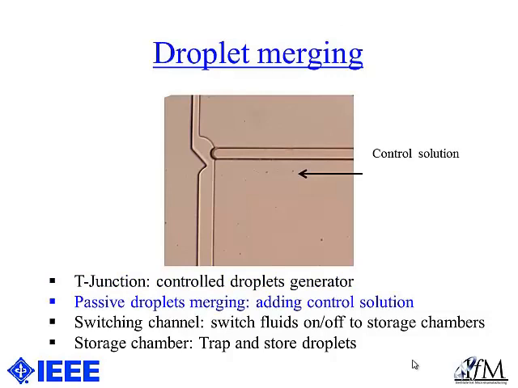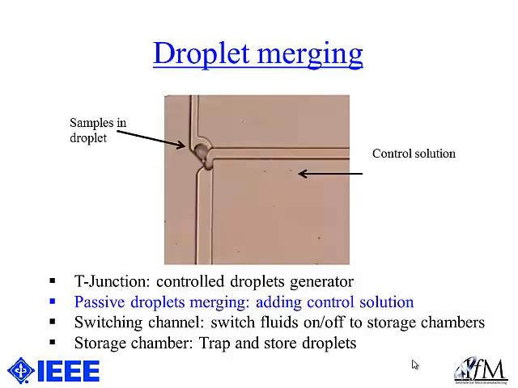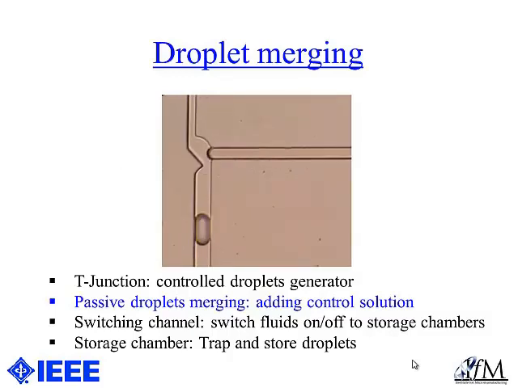In those photos, we can see that the control solutions come from the right side of this chamber, and the sample solutions come from the top. When these two kinds of solutions meet in the merging chamber, they will merge together and form a bigger droplet. And after that, the control solutions deliver the result.